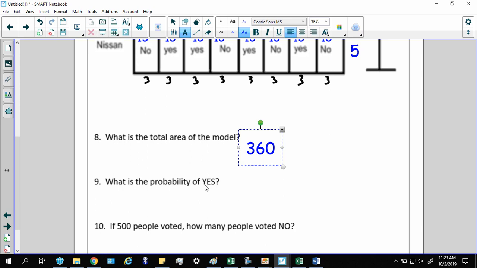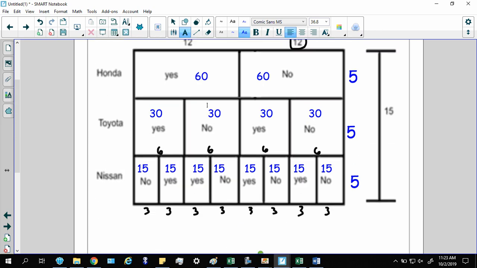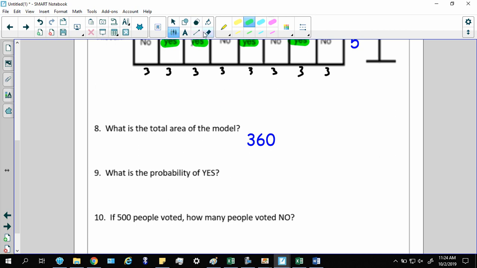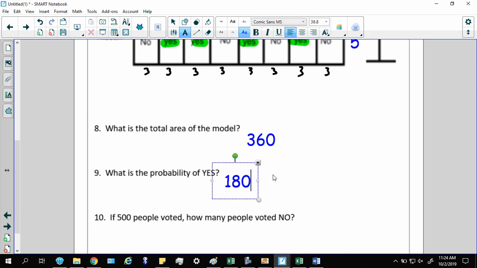So what is the probability of yes? Well, let's see. I'm just going to add up all my yes things here. So yes, that's a yes, that's a yes, that's a yes, that's a yes, that's a yes, that's a yes. I'm going to add all those highlighted portions up. When I do that, it adds up to 180. Then I divide that by the total, which is 360, which is 50%.